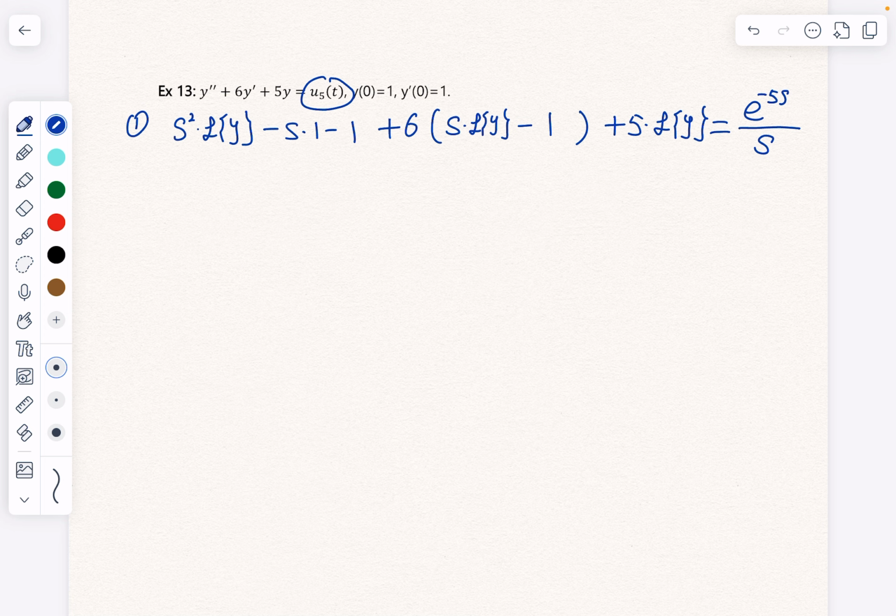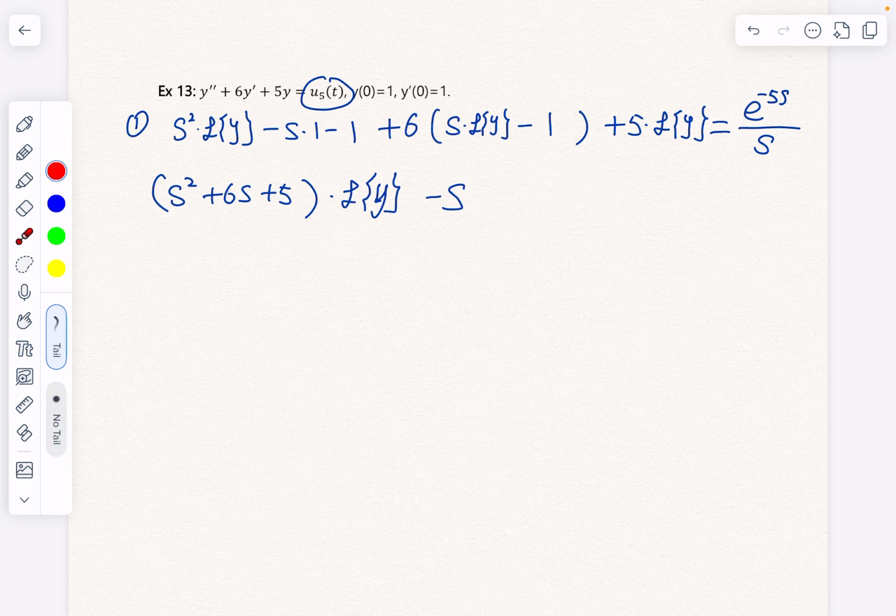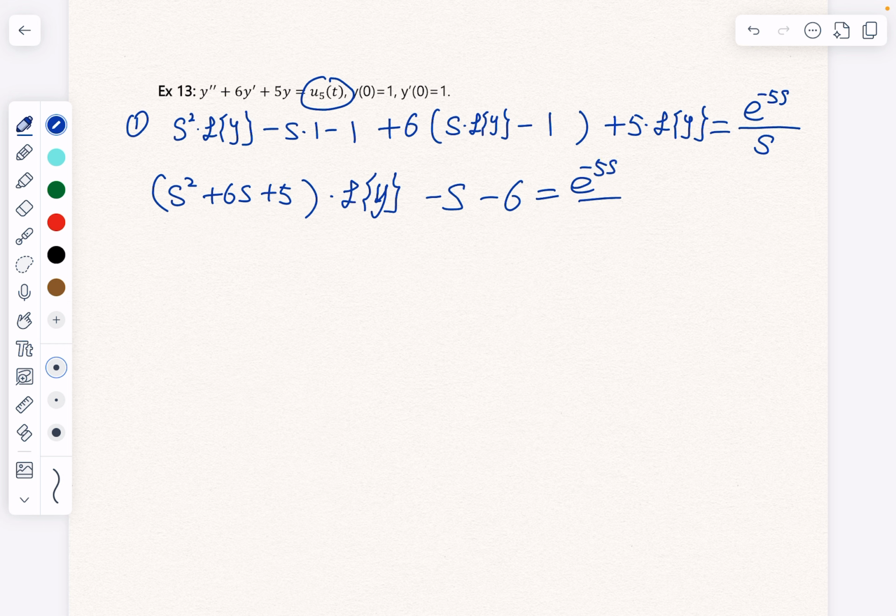We begin to collect terms. So it's s squared, and then there's a 6s, and then there's a 5. They are all coefficients in front of the Laplace transform of y. And then we have the minus s here, and then minus 1, and there's a minus 6. So I have minus 6 here, and then we have e to the negative 5s over s.